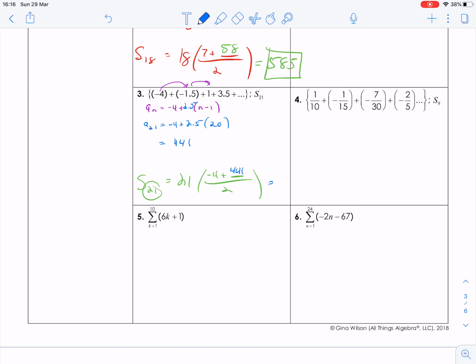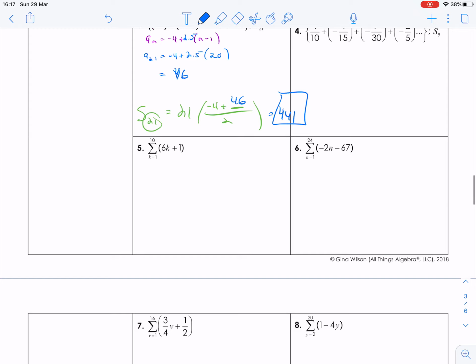Plug it in. 441 plus -4 divided by 2 times 21 gives us, oops, not 441. I was writing my answer down. Oh, our answer is going to be 441. This is not 441. This is going to be 46. So 46 plus, that's -42. No, that's 42. Divided by 2 is 21. 21 times 21 is 441. There we go.